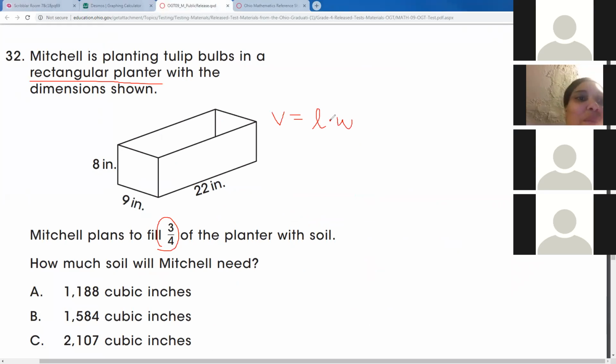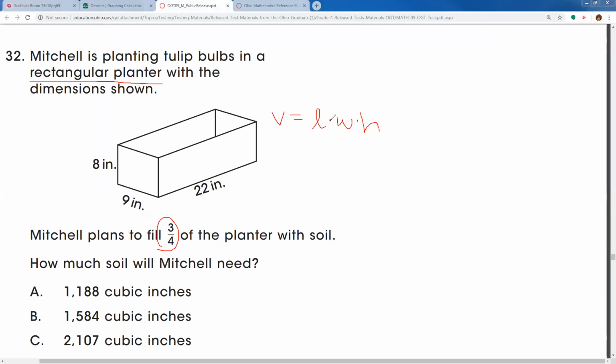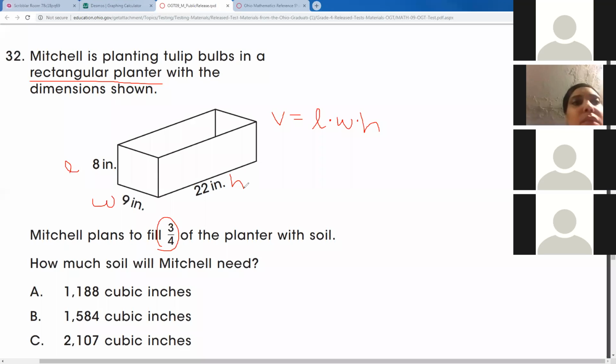Did you already do this problem? We just barely started it. We did a problem before that was a rectangular prism, but it asked it a slightly different way. The last one gave us a volume, and we had to try each answer choice of the height. This time they gave us a length, a width, and a height. So this time we have to find the volume ourselves. So what do we do with that 8, 9, and 22 to find the volume? Multiply. Length times width times height.